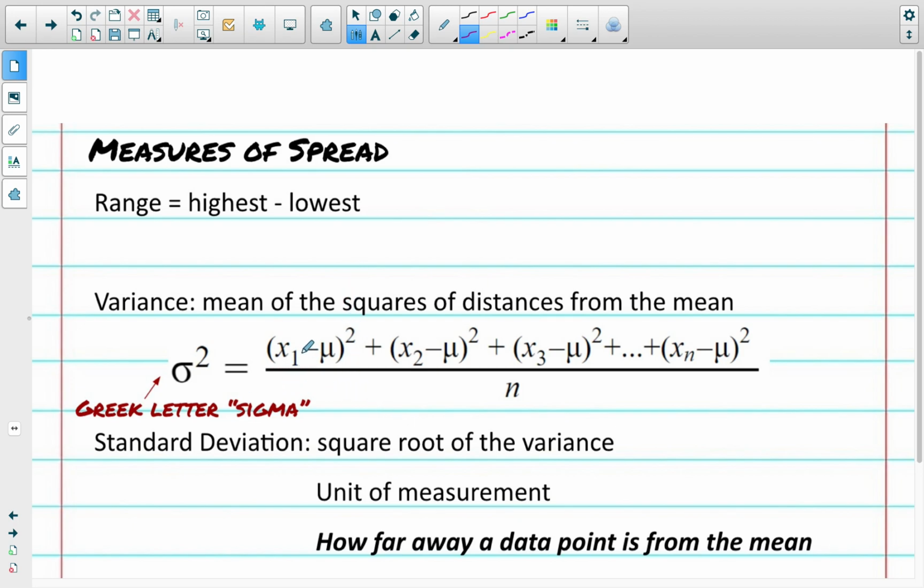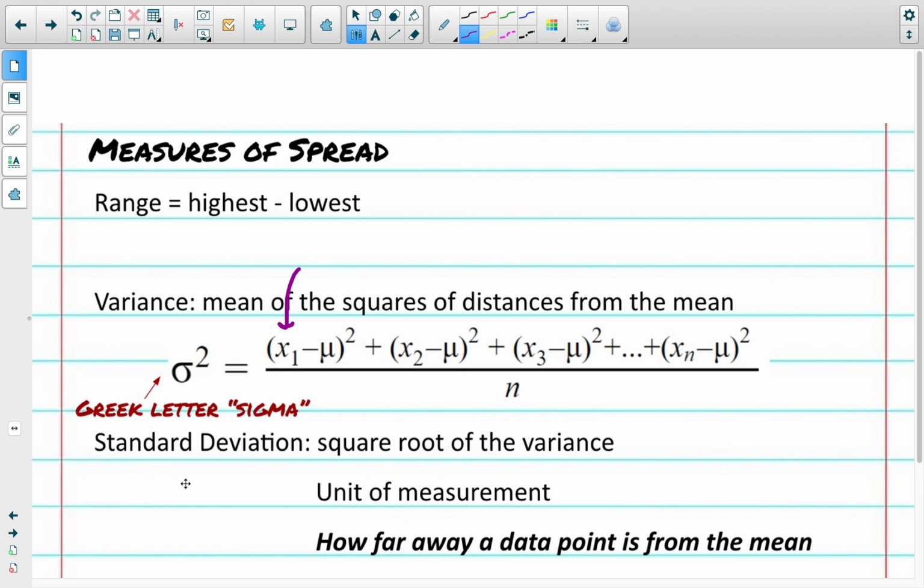Okay, so sigma squared, the variance, equals x1, where x1 is a number in the data set, minus the mean squared, plus the next number in the data set minus the mean squared, plus the next number in the data set minus the mean squared. And then we keep going until we have subtracted the mean, subtracted mu, from every number in the data set and squared it. And we divide all of that by the number of items in the data set.